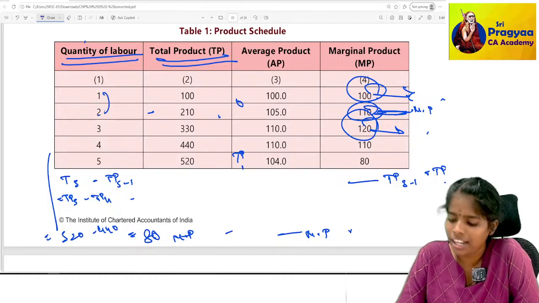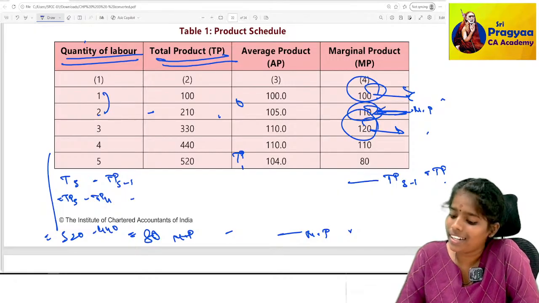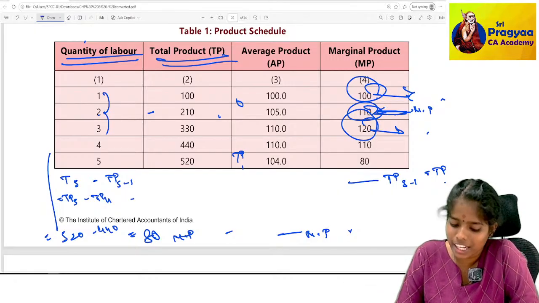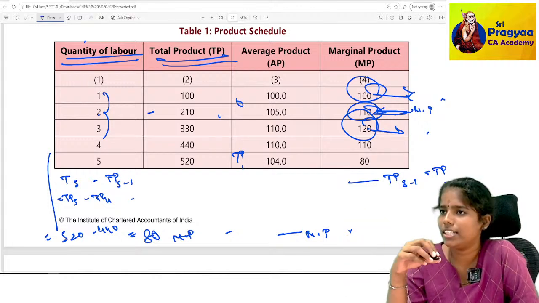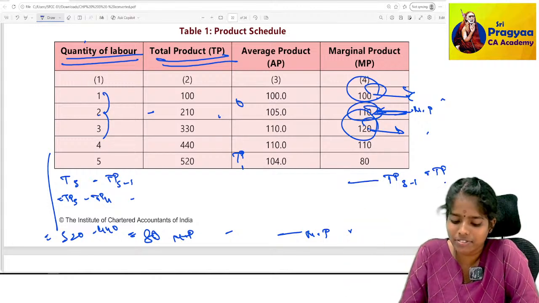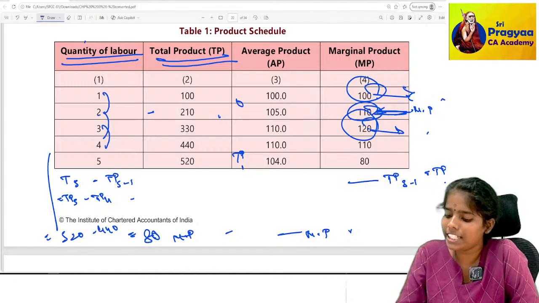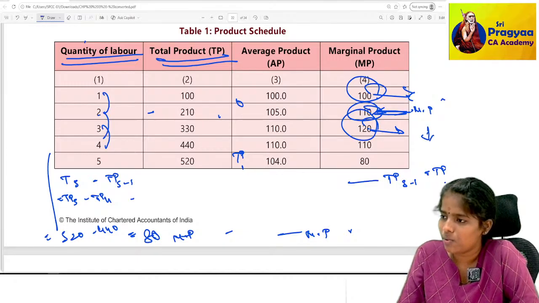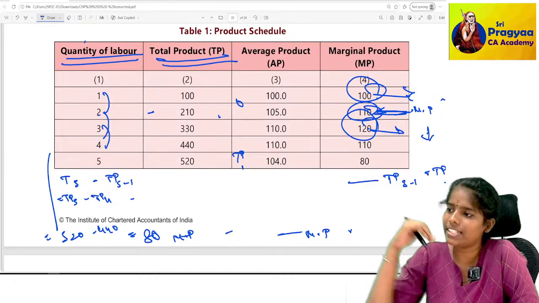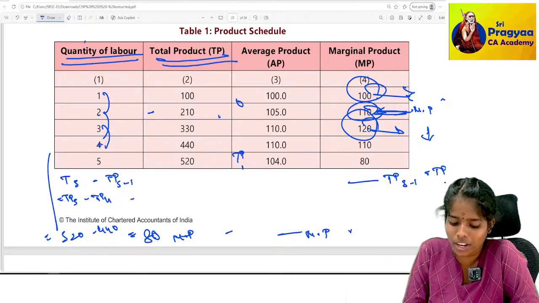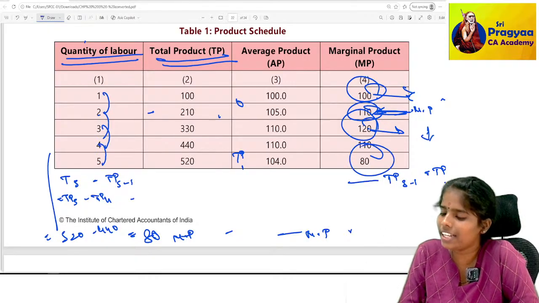ஒன்னுல இருந்து லேபர் 2 ஆகிறப்போ யூனிட் வந்து 110 இன்க்ரீஸ் ஆகுது. 2ல இருந்து 3 ஆகிறப்போ யூனிட் 120 யூனிட்ஸ் இன்க்ரீஸ் ஆகுது. Again when it increases from 3 to 4, marginal product decreases. 120ல இருந்து 110 தான் இன்க்ரீஸ் ஆகுது. அதுக்கப்புறம் again 4ல இருந்து 5 ஆகிறப்போ 80 தான் இன்க்ரீஸ் ஆகுது.